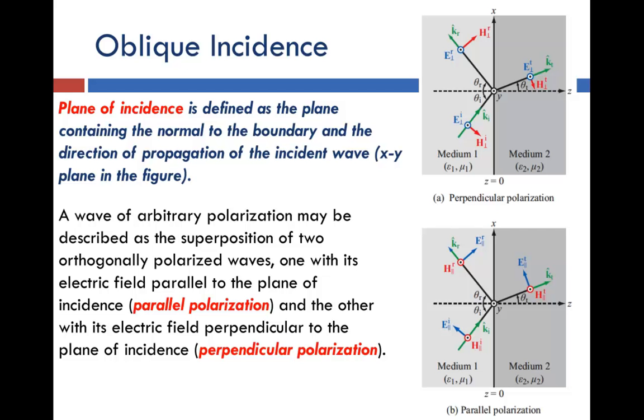So, as you recall, the plane of incidence is basically defined as the plane that contains the normal to the boundary between the two media and the direction of propagation of the incident wave. So, if you look here at this figure, here's the normal to the boundary, here's the vector k. So, the plane of incidence in this example is actually the plane that lies in the screen, or the xz plane.